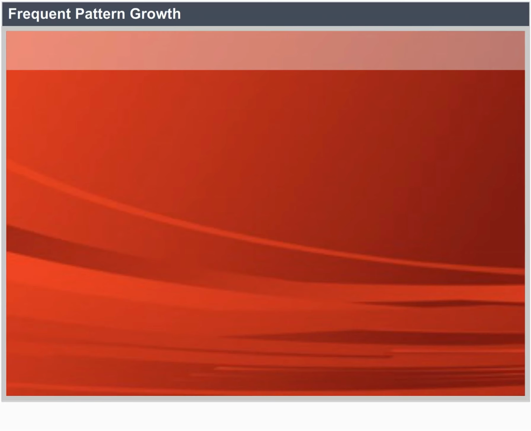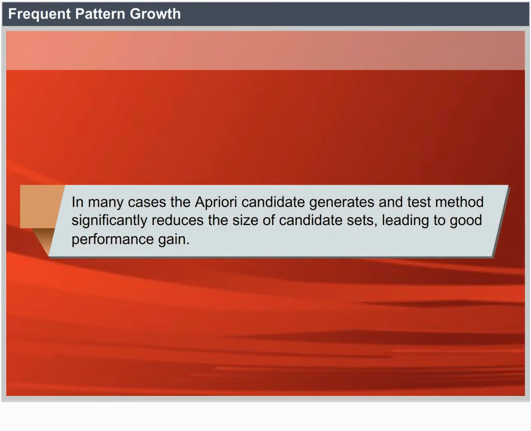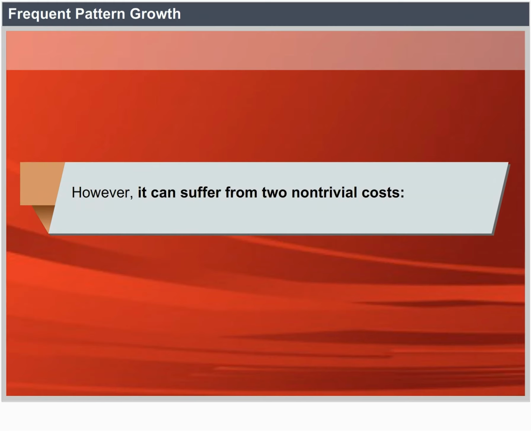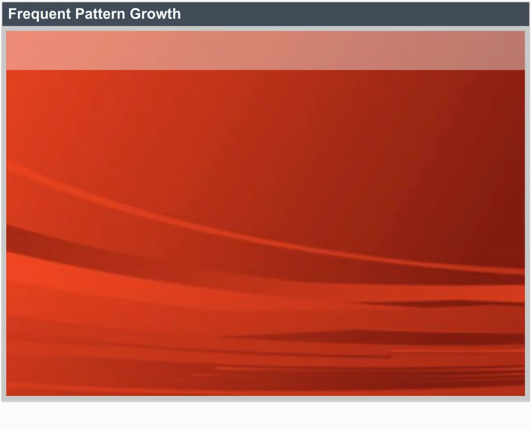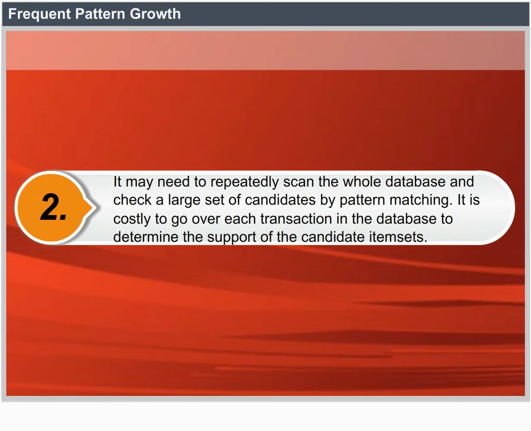Frequent pattern growth. In many cases, the Apriori candidate generate-and-test method significantly reduces the size of the candidate sets, leading to good performance gain. However, it can suffer from two non-trivial costs. First, it may still need to generate a huge number of candidate sets. For example, if there are 10^4 frequent 1-item sets, the Apriori algorithm will need to generate more than 10^7 candidate 2-item sets. Second, it may need to repeatedly scan the whole database and check a large set of candidates by pattern matching. It is costly to go over each transaction in the database to determine the support of the candidate item sets.